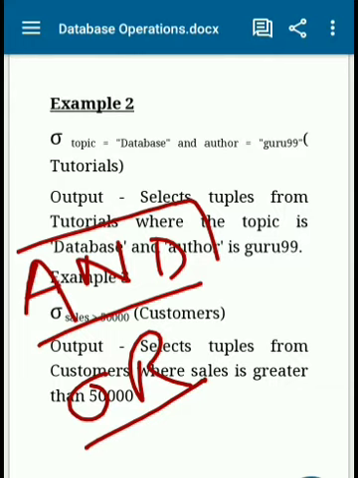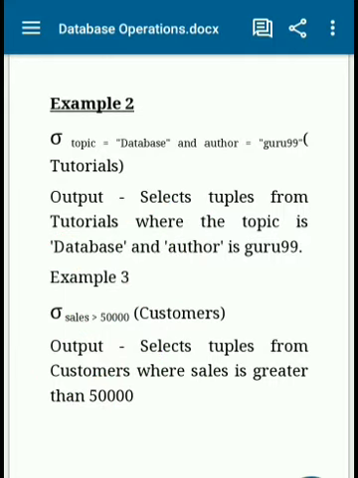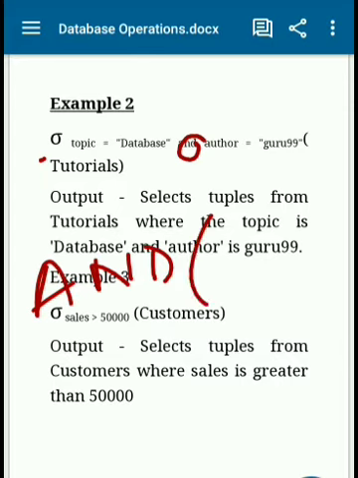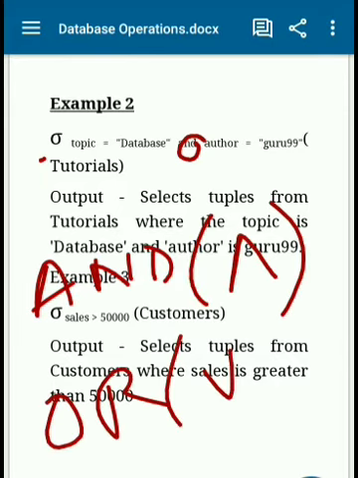For an AND operation every condition has to be satisfied. So here, in the selection operator, the two conditions are always written as a suffix with the selection operator: topic equals database and author is Guru 99, this is the author name. Suppose here the AND word is used; instead of the AND word, for an AND operation this symbol is used, and for an OR operation the reverse symbol is used.